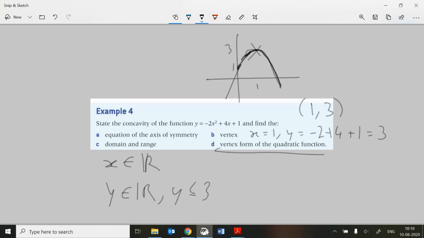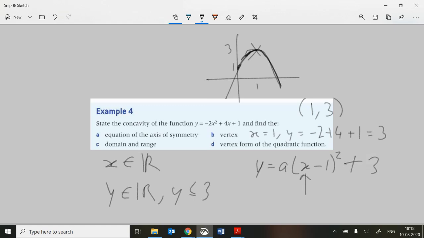Okay, and for part D, it says find in vertex form the quadratic equation. Now remember that's y equals a, and we've got x minus 1, because if we put a 1 in here, we need to get out a 0 from this bracket. So squared, and then what have we got on the end here? We've got plus 3, that's the y part.